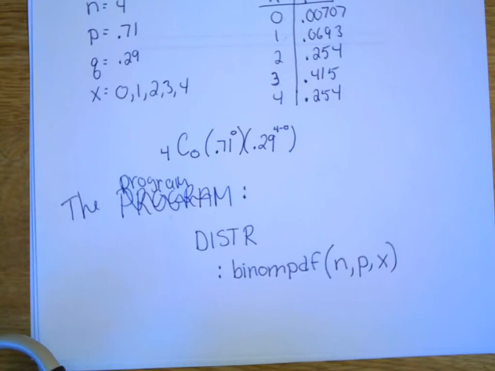Go over. Change your 1. I got .254 for 4. Oh, no. The trials aren't changing. 4 trials. The X is on the end, Austin. That's the number you want to change.